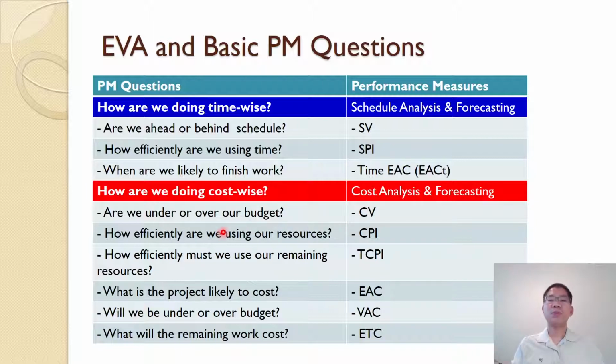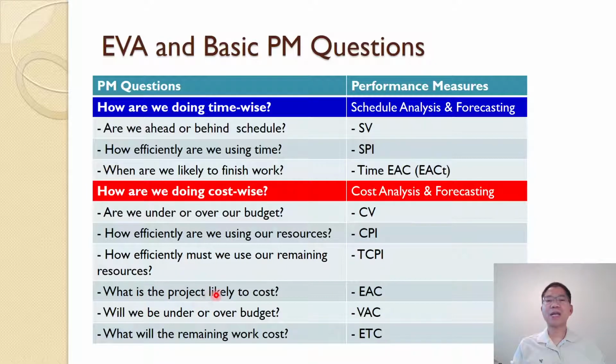Are we under or over budget? We use CV, cost variance. How efficiently are we using our resources? CPI, cost performance index. So similar to schedule, we have this for the cost. How efficiently must we use our remaining resources to complete? The to-complete performance index.